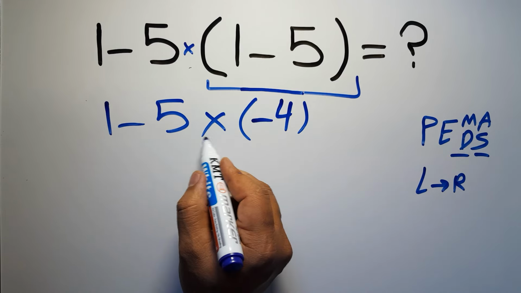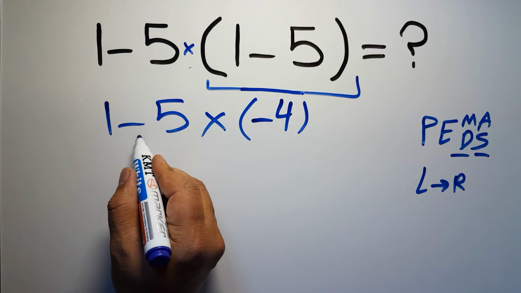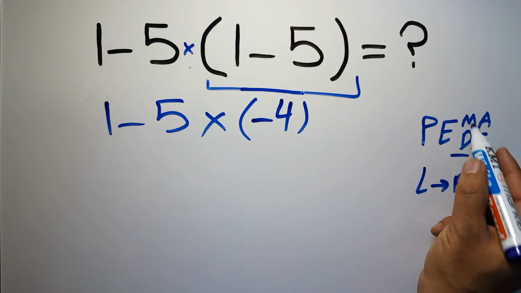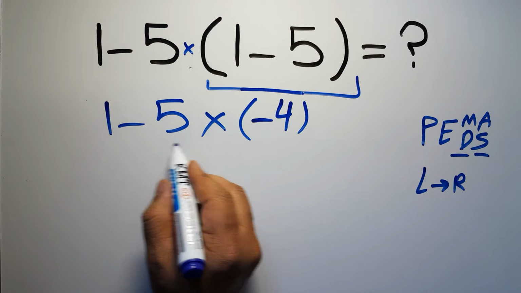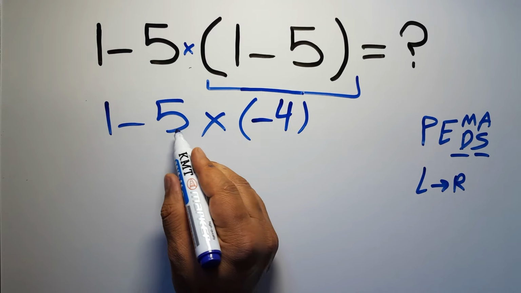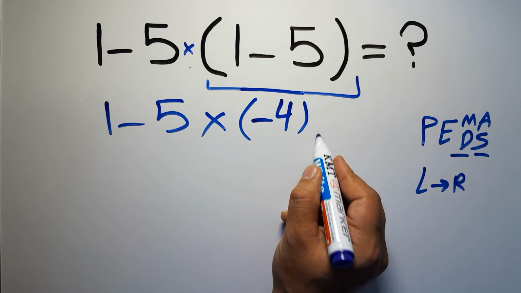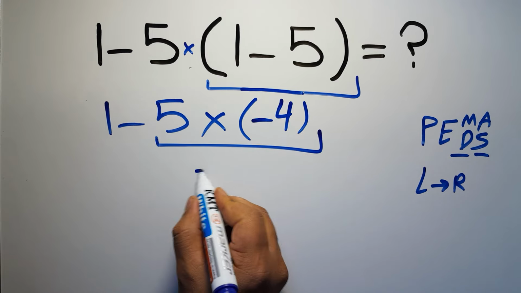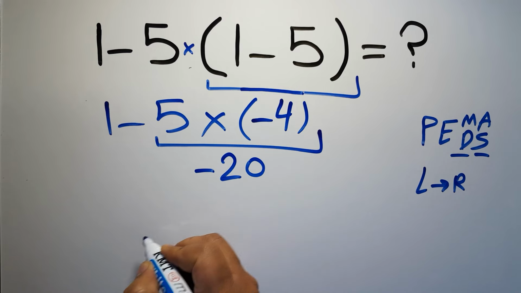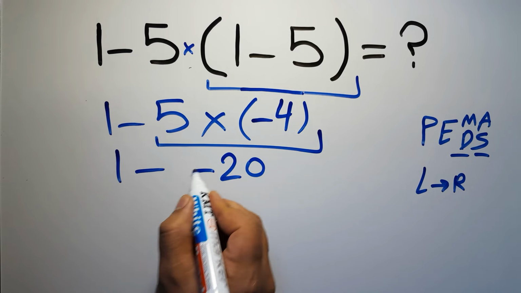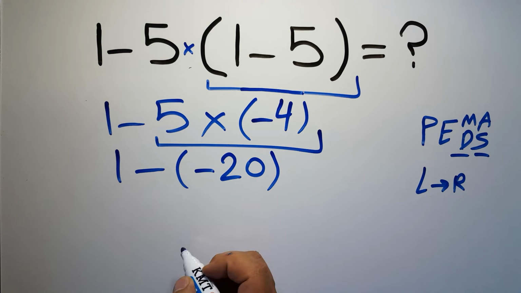According to PEMDAS, multiplication has higher priority than subtraction, because multiplication comes before subtraction. So here first we have to do this multiplication. 5 times negative 4, which equals negative 20. So 1 minus negative 20.